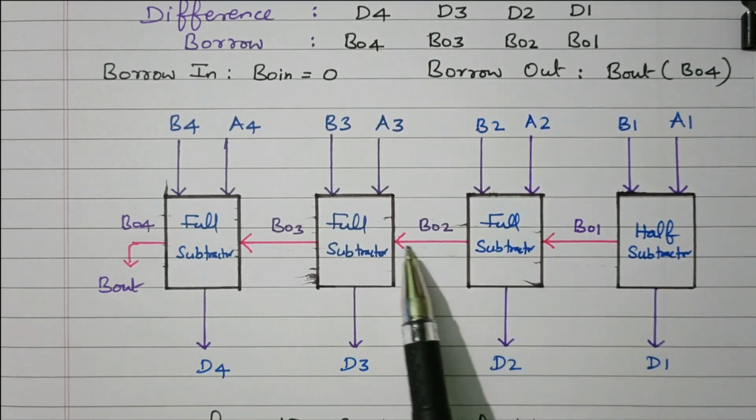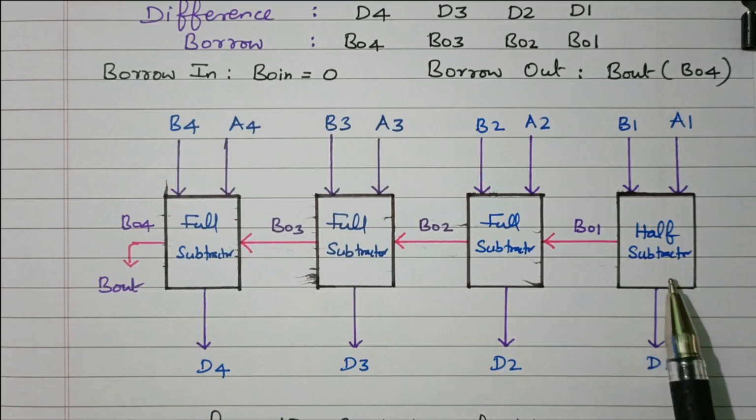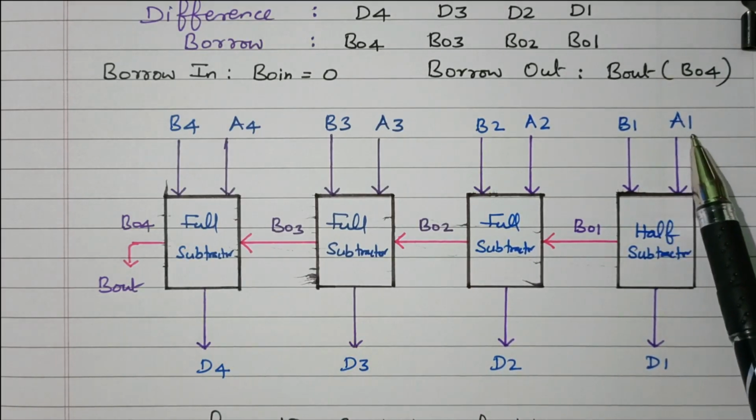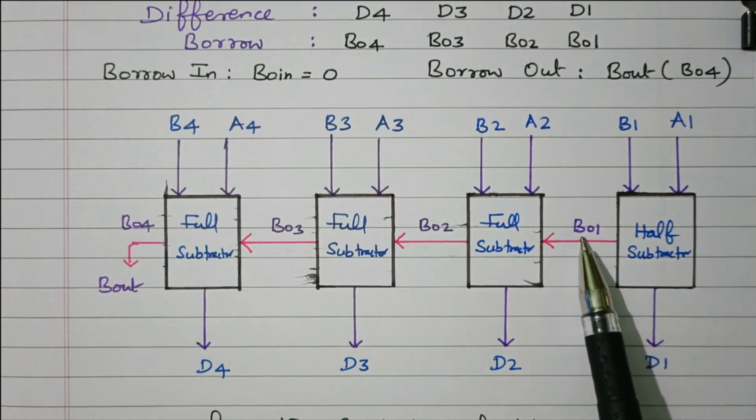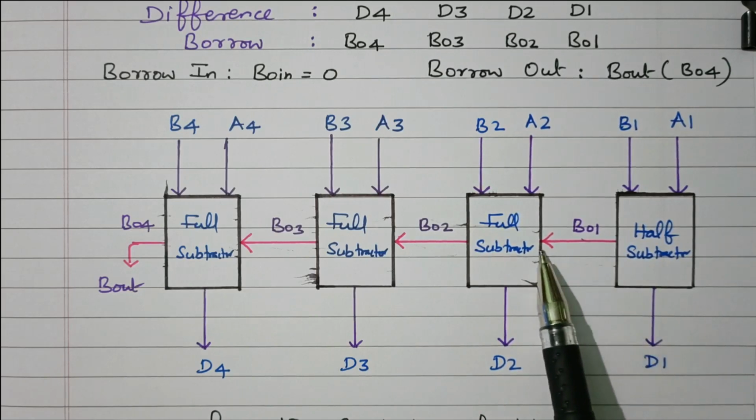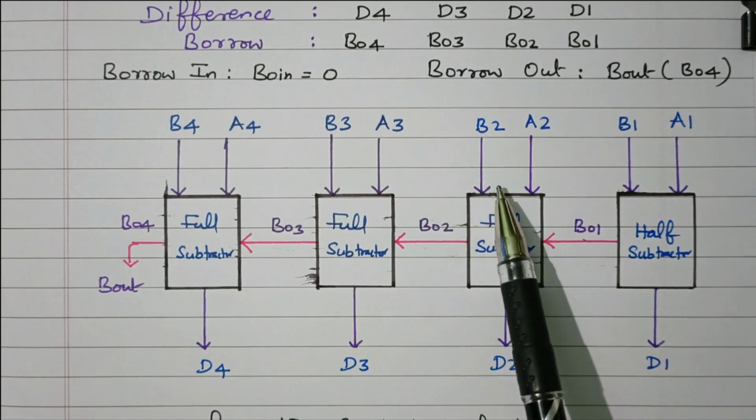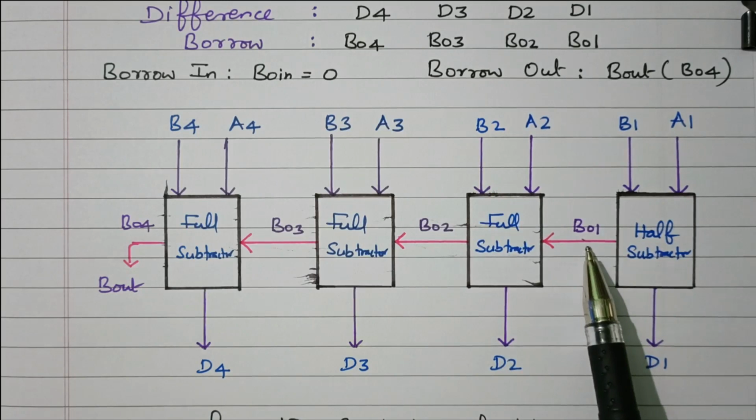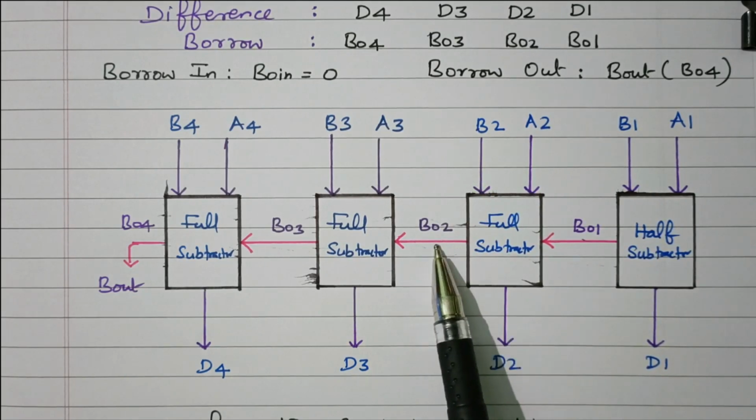So we need full subtractors for the other 3 digits. The half subtractor subtracts the digits A1 and B1. It will generate the difference D1 and borrow BO1. This borrow is given to the next stage full subtractor. This full subtractor will perform the subtraction between these 3: A2, B2 and borrow BO1. Then it will generate the difference D2 and also the borrow BO2.